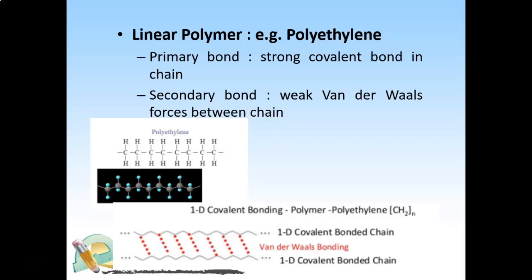Linear polymer consists of primary bonds, which are strong covalent bonds in the chain, and secondary bonds, which are the weak van der Waals forces between the chains. As we can see in the structure, polyethylene consists of covalent bonding and van der Waals forces. The bond that holds the polymer chain is the covalent bond, and between the chains we have van der Waals bonding.